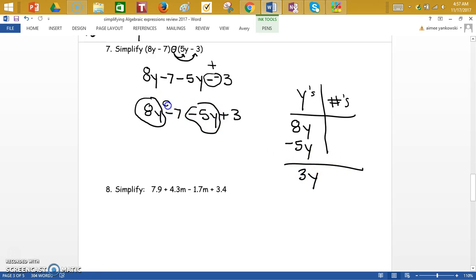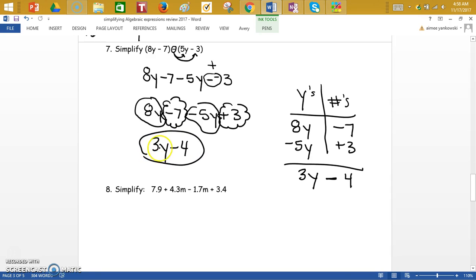Now I've got to do my no's, my numbers, my constants. So I have minus 7 plus 3. Well, if I start at minus 7 on the number line and I move 3 to the right, I'm actually at minus 4 on the number line. Or you can think of this, signs are different. Find the difference, subtract those, keep the sign of what you have more of. So my final answer is 3y minus 4.